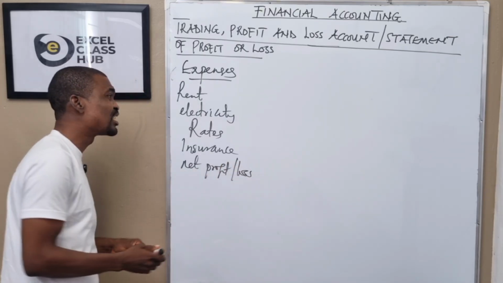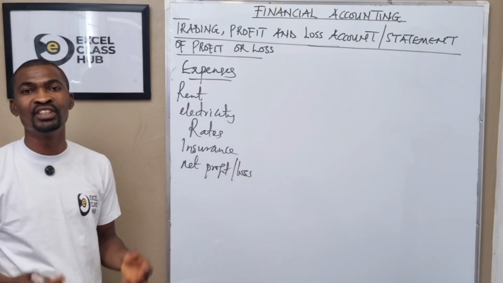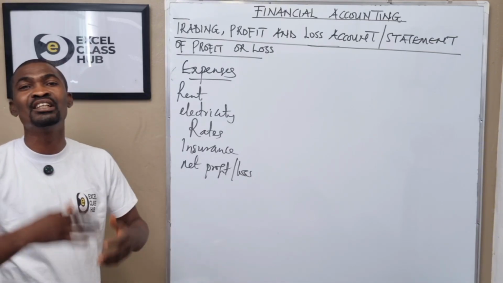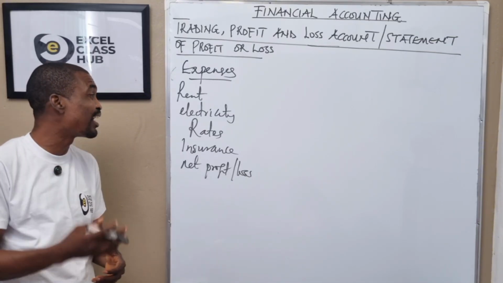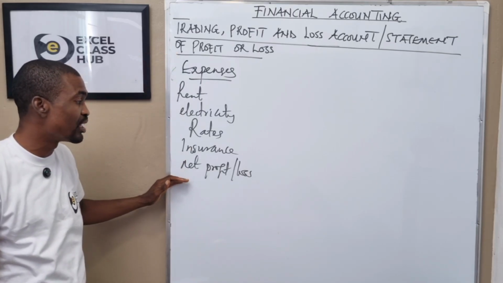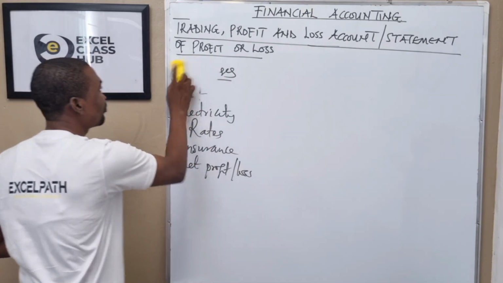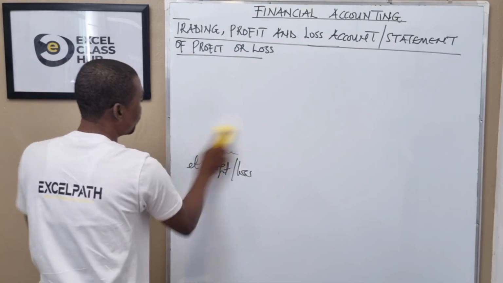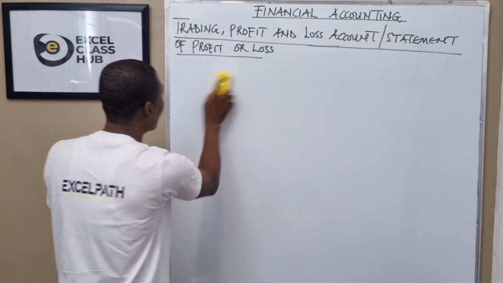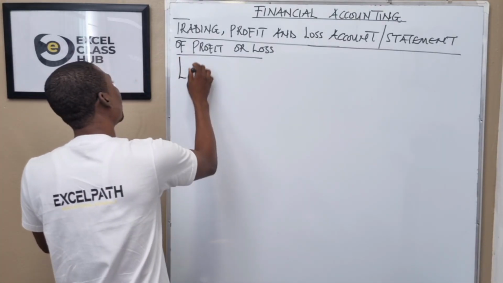So all the expenses incurred in the course of running the business, the expenses incurred in the course of running the organization, are all categorized under expenses. Okay, so now let me give you the formulas for each of the items in the trading account as well as the profit and loss account. First, let me give you the layout.